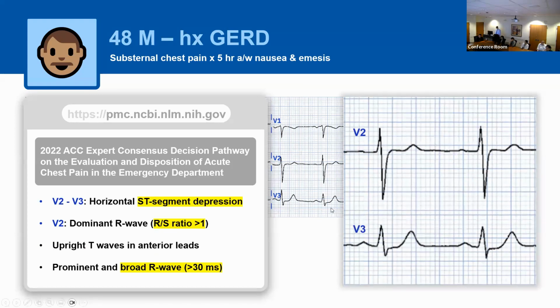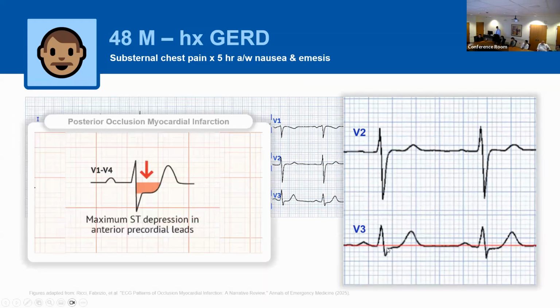But if we scroll down to lead V3, we see that there is a slight bit of ST depression. And we also know that that's not usually normal. A part of the reason that the criteria for STEMI has an increased criteria in leads V2 or V3 is because we tend to see elevation normally at baseline. So a depression is a first flag of there being a possible problem.